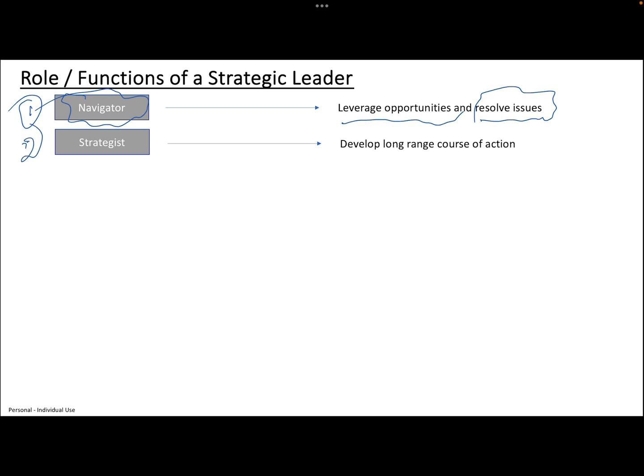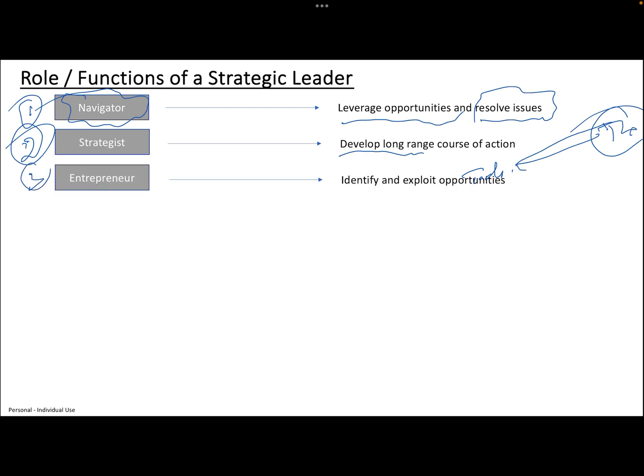He is a strategist. What is a strategist? Strategy, first thing, is a course of action. A strategist is the person who develops the strategic action plans, the course of action. So a strategic leader is the one who develops the long range course of action: how the company is here today, and how it will be tomorrow. This entire path and the course of action to achieve the goal will be given by the strategic leader. So he plays the role of strategist.